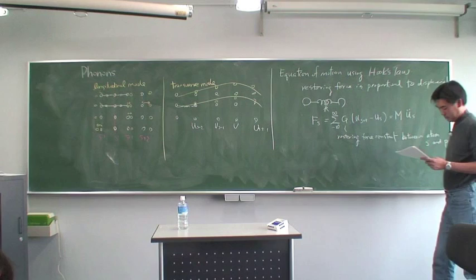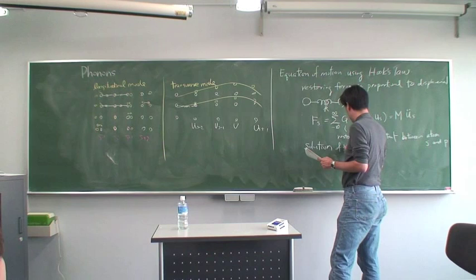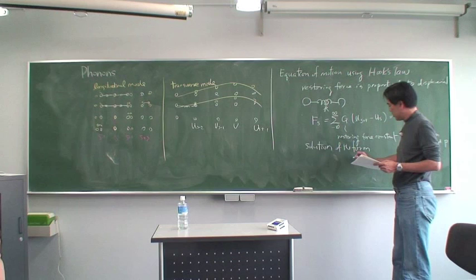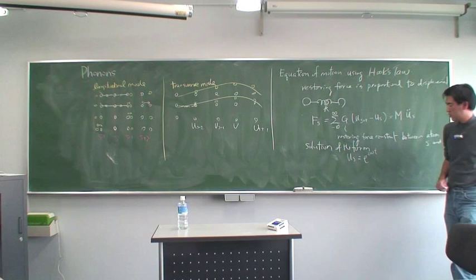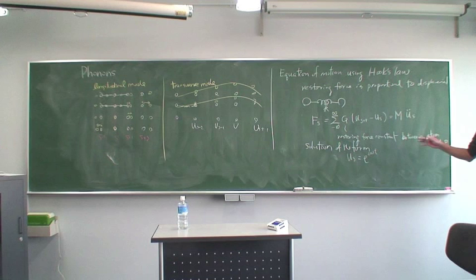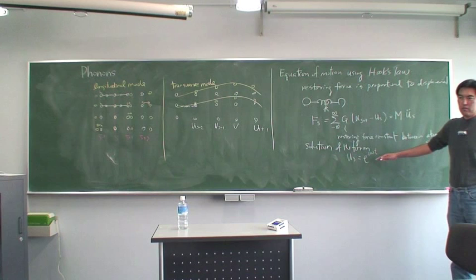And it has a solution of the form u_s is e^{iωt}. You can sort of guess because it's a wave equation. The second derivative is still similar to the original. That means something like an exponent must be involved.